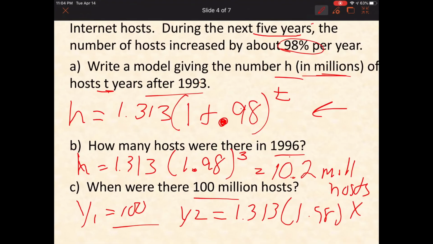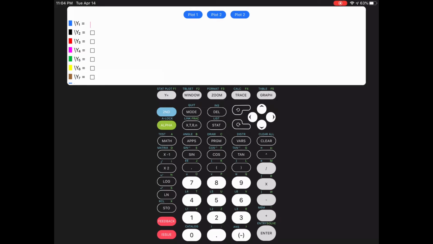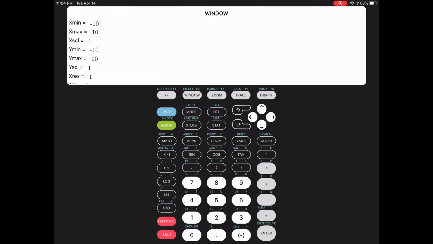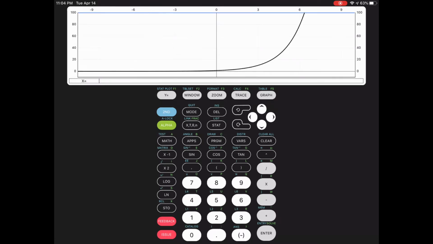Let me get to my screen to get my calculator, 84 up, and I will show you. So you go y equals, and then we put 100 in here, and then we're going to put 1.313, parenthesis, 1.98. We're going to raise this to an x, and I'll graph this to show you that I need more. So I'm going to go into my window, and I'm going to change my y max to 100, and then I'm going to graph. And there it is. I don't know if you can see it. Can't really write on this right now, but there it is right there between the blue and the X.